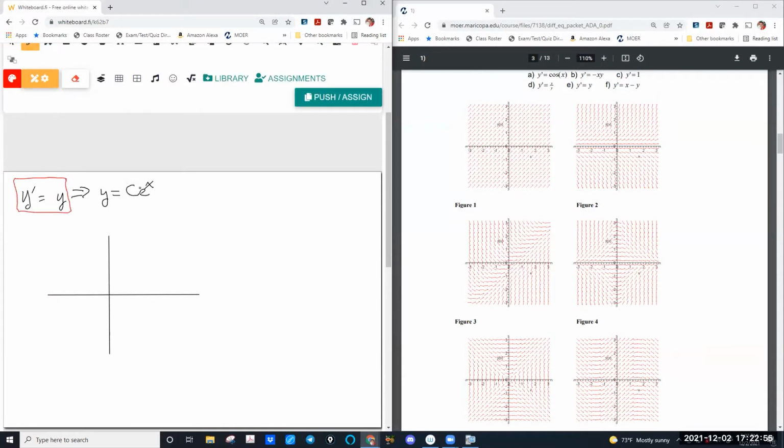We're not worried about the general solution right now. This will come. We'll talk about this later. So this tells us what our slope field is going to look like, and this is how it works.